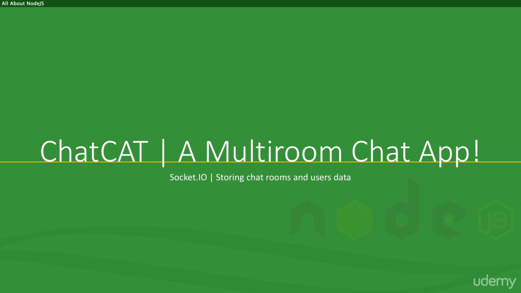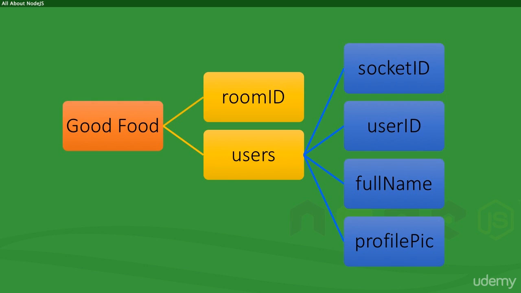Our chat application will contain elements that need to be organized into a defined structure. For instance, for a chat room defined for a topic called good food, we need to define a unique room ID, and we also need to define an array called users, which stores the socket ID of a particular user who is connected to this chat room, along with his profile data such as user ID, the name, and his or her profile pic.